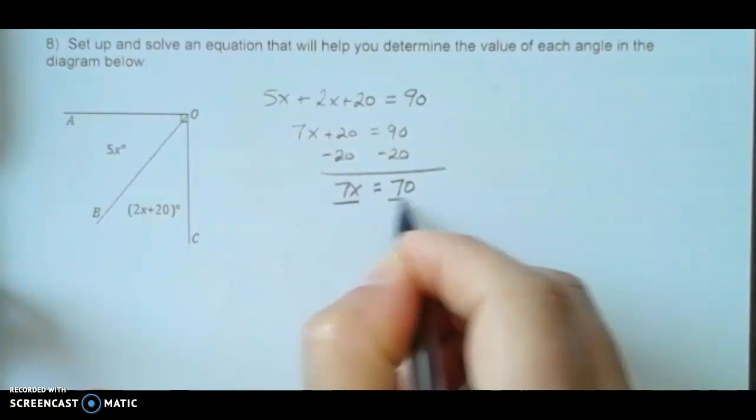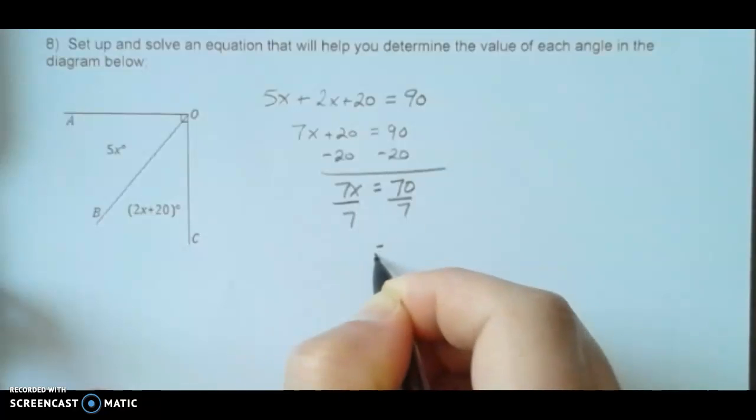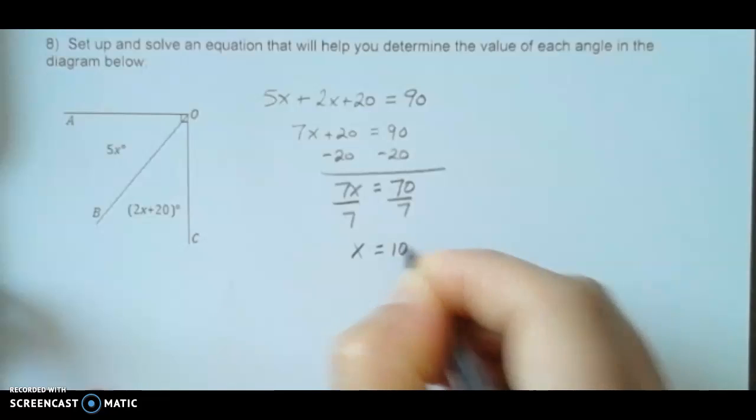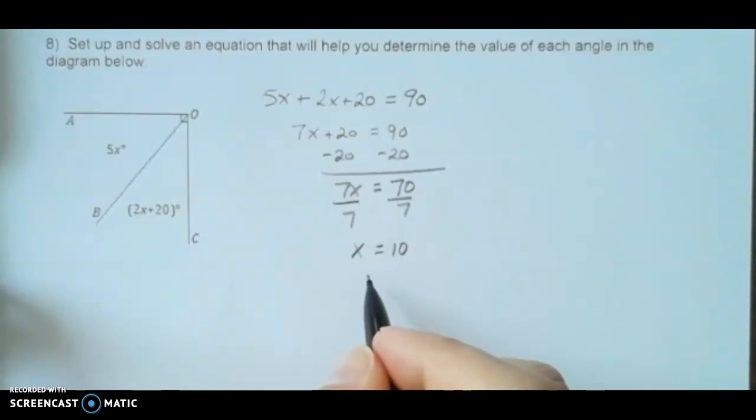And then to get just 1x, we'll divide each side by 7. 7x divided by 7 is 1x. 70 divided by 7 is 10. So the value of x is 10.